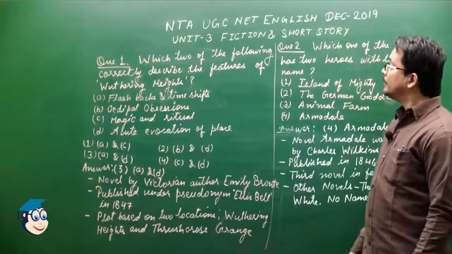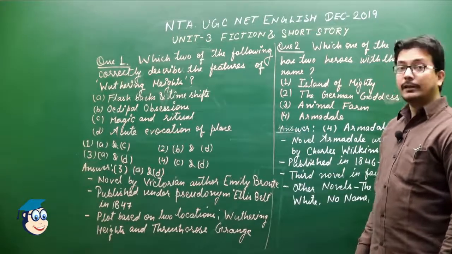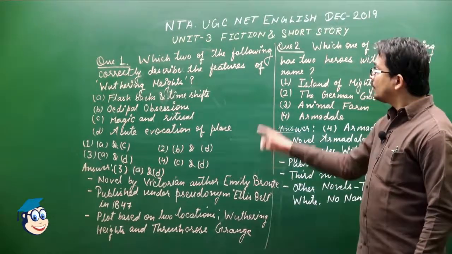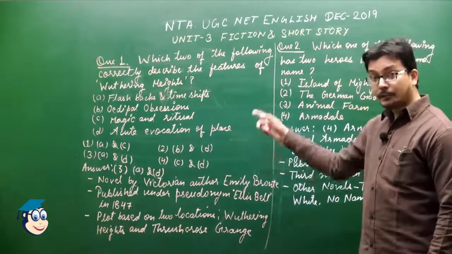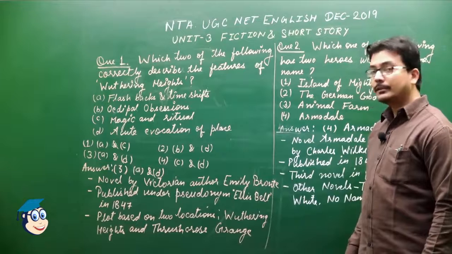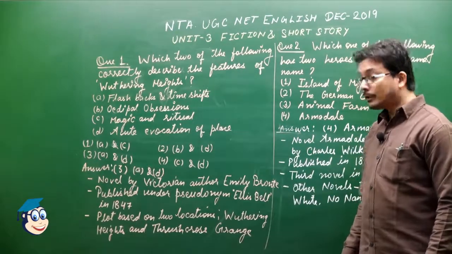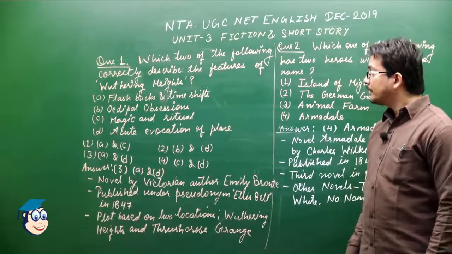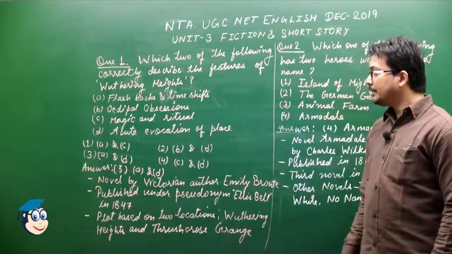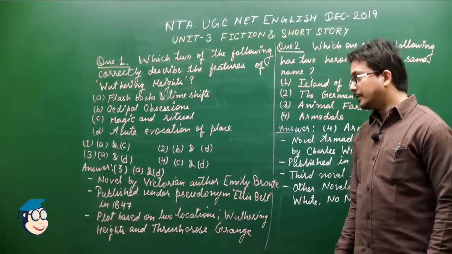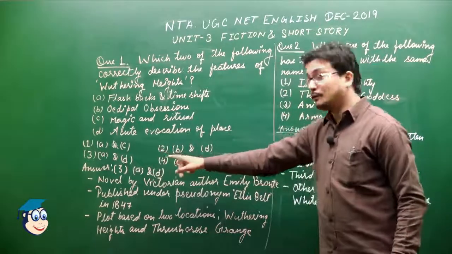Let us begin with the very first question of Unit 3, Fiction and Short Story. The first question asked in our examination was, which two of the following correctly describe the features of Wuthering Heights? The four options given were flashbacks and time shifts, Oedipal obsessions, magic and ritual, and acute evocation of place. The options for this question were A and C, B and D, A and D, and the final one was C and D. Let's talk about the solution. In the solution, the third option is the correct one.